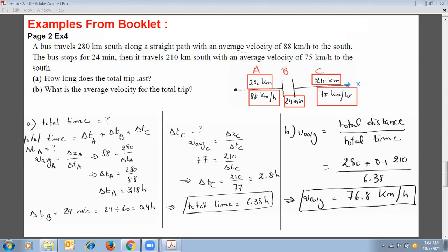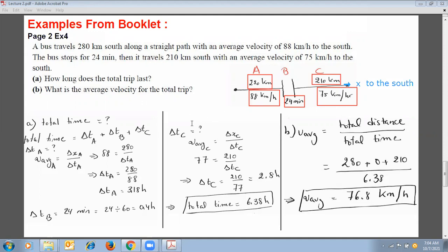So this is here to the south, positive. Okay, since everything is to the south, I don't worry about displacement and distance not being the same. It means they are the same, and velocity is positive to the south, so I don't have to worry about the sign of the velocity as well. Now, the first question: how long does the whole trip last?